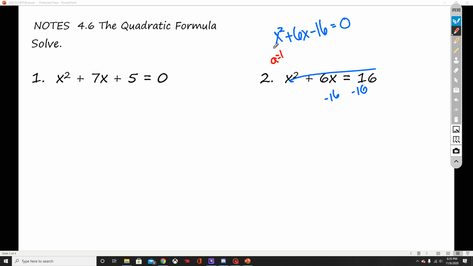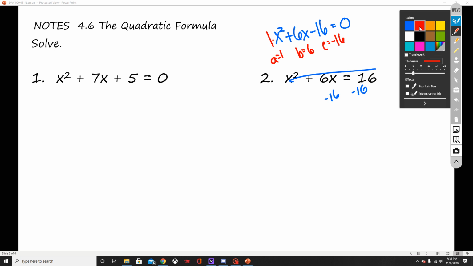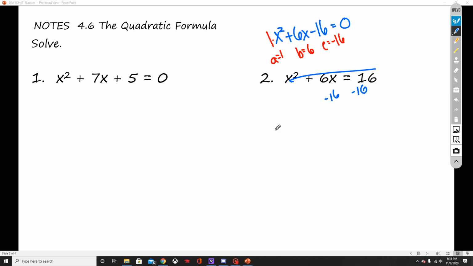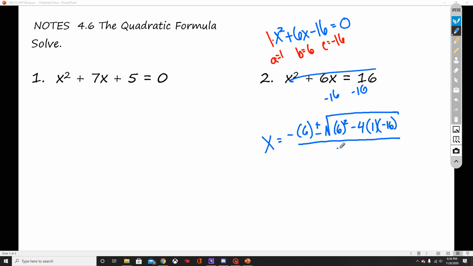So a is 1, because of the 1 here, b is 6, and c is negative 16. So I'm going to substitute those values into my formula. x is equal to negative b, so negative 6, plus or minus the square root of b squared, so 6 squared, minus 4 times a, which is 1, times c, which is negative 16, and this is all over 2 times a, and a is 1, so 2 times 1.